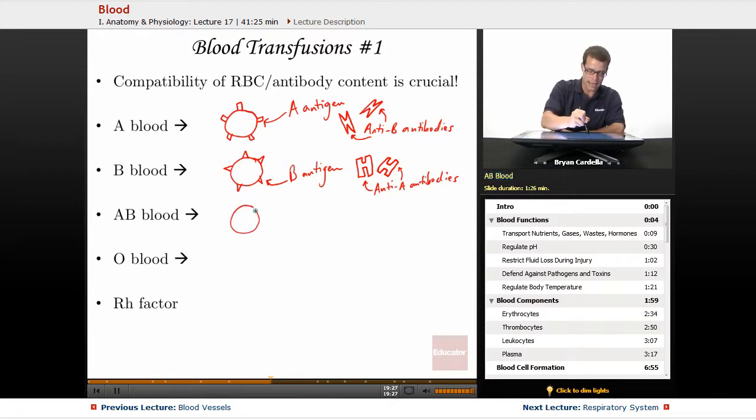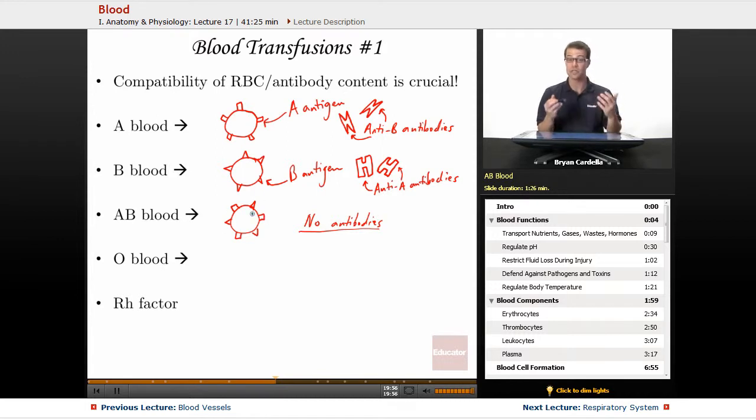Next up, AB blood. The reason why it's called AB blood is that it has both A and B antigens. It's got A antigens, it's got B antigens. But guess what? No antibodies to the A or B antigens. Now, there are antibodies in this person's bloodstream, yes, but they're not going to naturally have antibodies against what is naturally on the surface of the red blood cells. So the amazing thing about having AB blood is you can give that person almost any kind of blood, because they don't have antibodies floating around in their plasma that are going to cause problems.